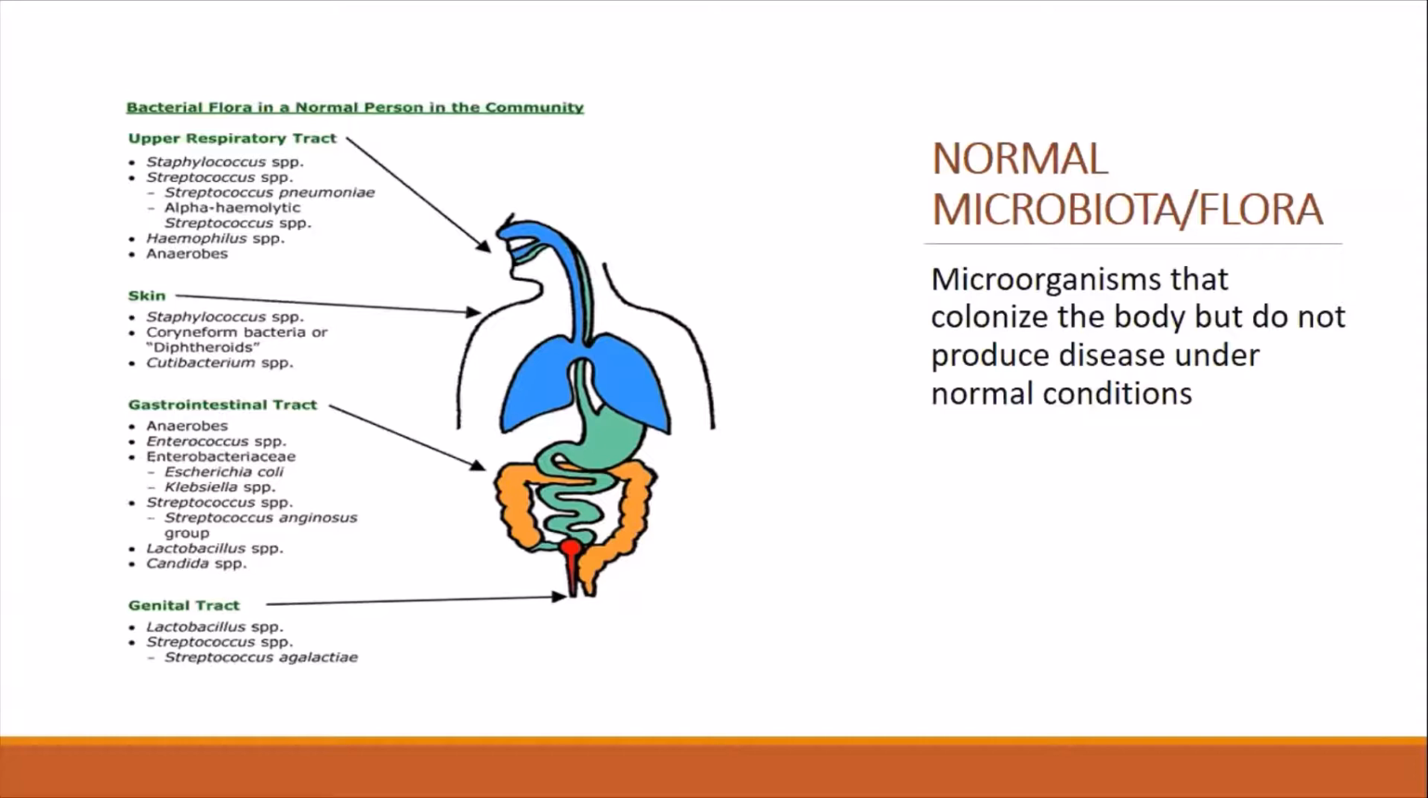You can probably get meningitis or different diseases if you're immunocompromised when you're in the hospital, which you would more likely get from staphylococcus. In the gastrointestinal tract, you have aerobic bacteria and even facultative anaerobic bacteria such as Escherichia coli, Streptococcus again, and Candida species. In the genital tract, Lactobacillus and Streptococcus species. So these are your normal microbiota or flora, microorganisms that are normally found on your skin or even inside parts of your body.